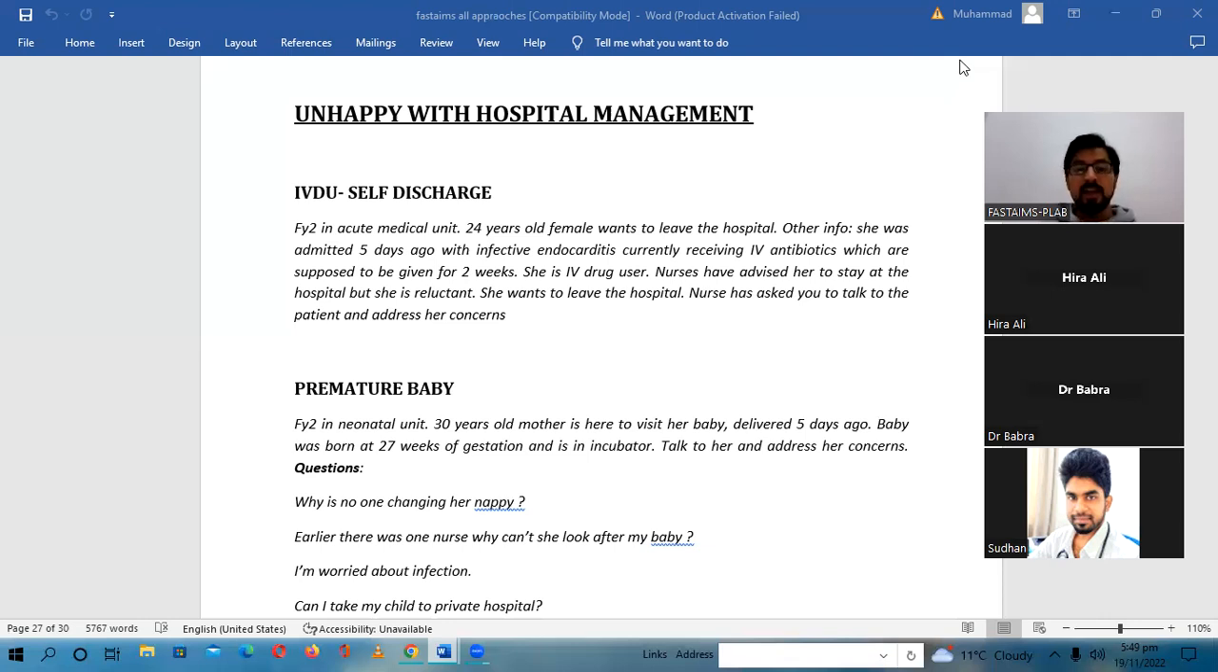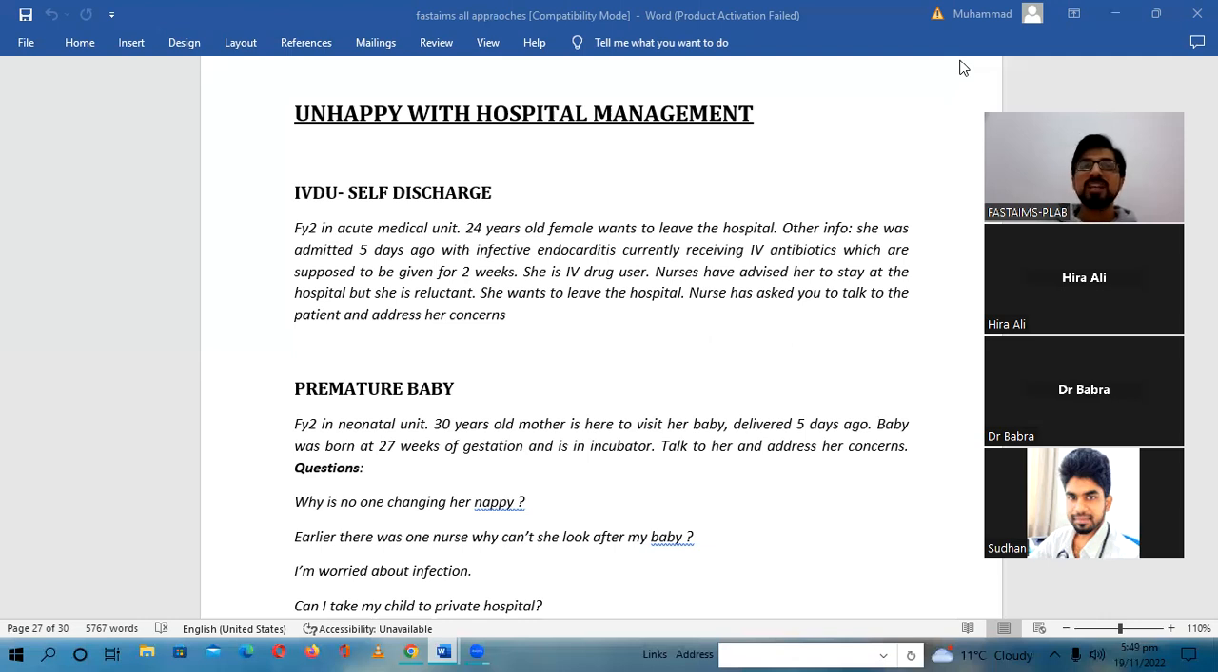Okay. And then the patient might tell you, okay, doctor, I know my rights. I can leave the hospital if I want to. Then you can reply politely that, yes, you do have all the rights to refuse the treatment, but we ask you to get the treatment completed in the hospital. Okay. For that, we would like you to stay in the hospital. Is there anything we can do for you?